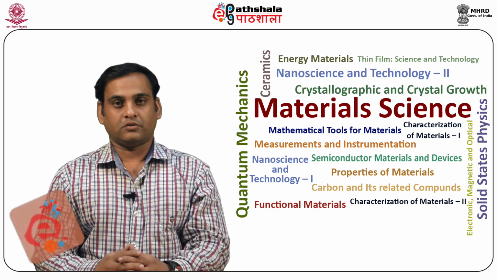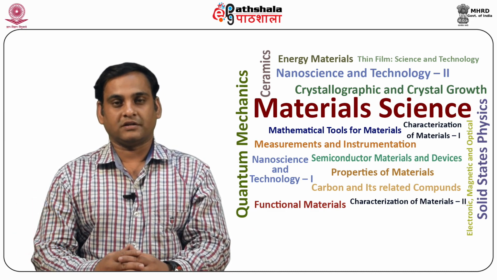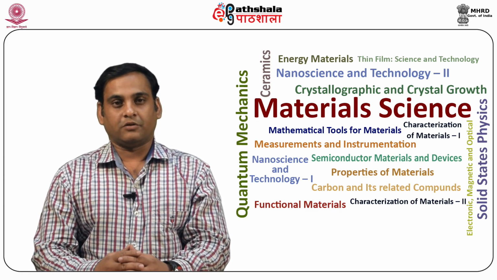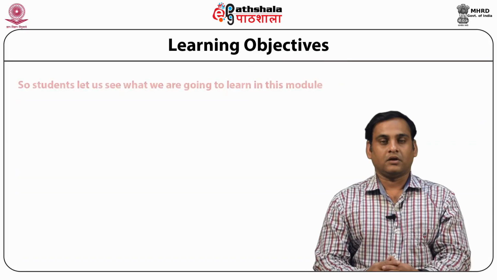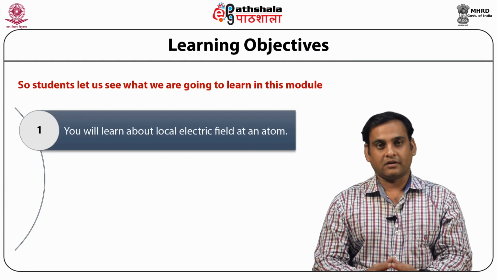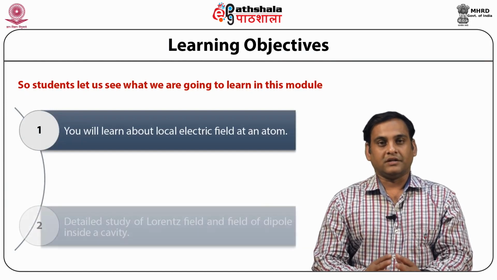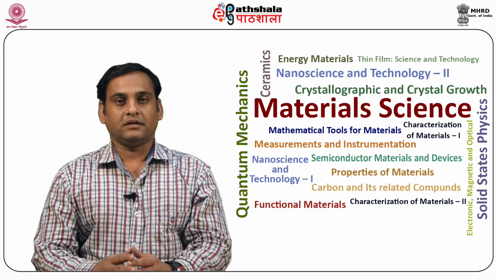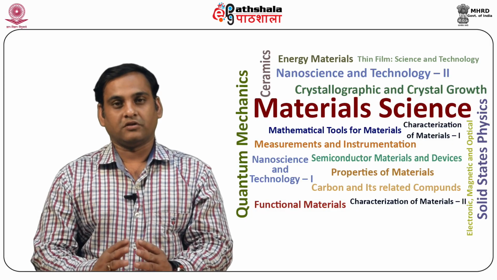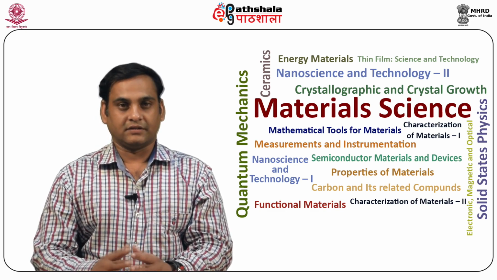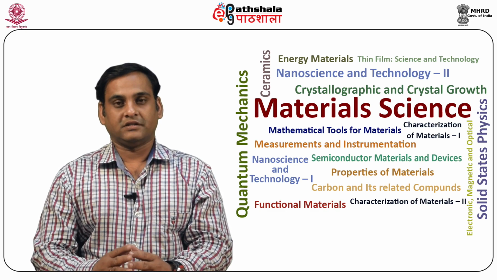Today we are going to discuss the module Dielectric Properties 3 from the paper Electronic, Magnetic and Optical Properties of Materials. So students, let us see what we are going to learn in this module. You will learn about the local electric field of an atom, a detailed study of the Lorentz field, and the field of a dipole inside a cavity. In this lecture, we will first recall the earlier lectures to calculate the internal field in a dielectric. So, we will start with the depolarizing field.